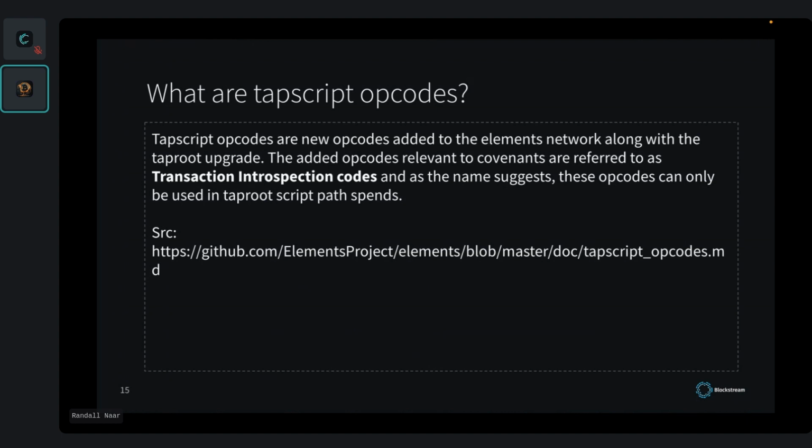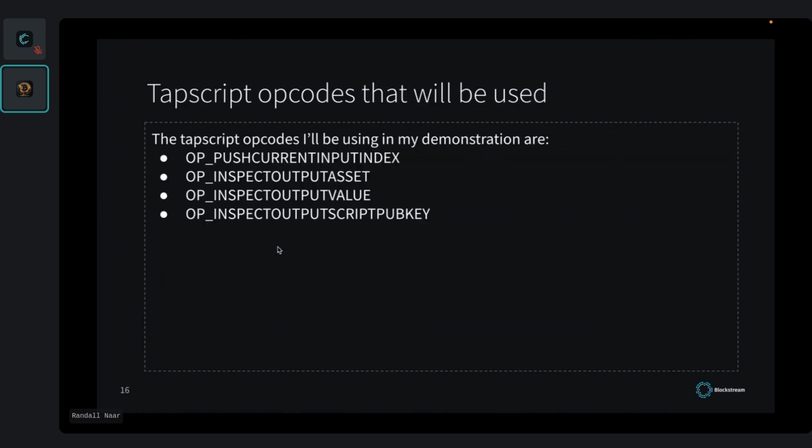Tapscript opcodes are new opcodes added to the Elements network, along with the Taproot upgrade. The added opcodes relevant to covenants are referred to as transaction introspection codes. And as the name suggests, these opcodes can only be used in Taproot script path spends. And here's a link to these extended opcodes. To make it easy, the tapscript opcodes that will be used for my short demonstration are OP_PUSH_CURRENT_INPUT_INDEX, which is an opcode that pushes the input index the witness is being executed from onto the stack.